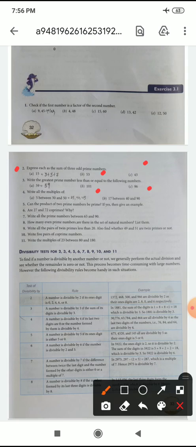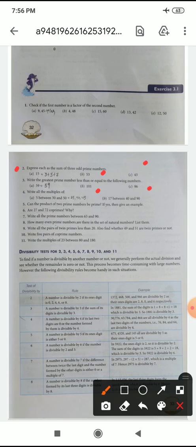4 number. Write all the multiples of 5 between 30 and 50. You have to write multiples of 5 which are between 30 to 50. So between 30 to 50, 35, 40, 45. Okay. So like this you write B bit.